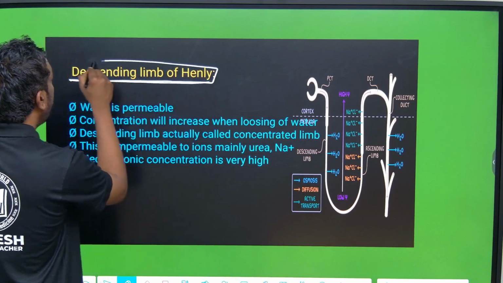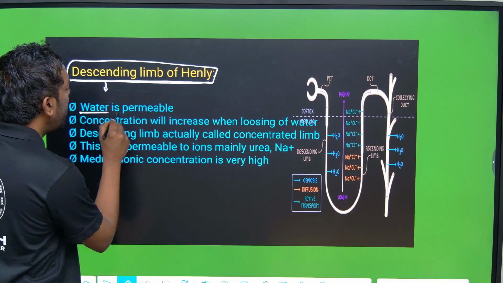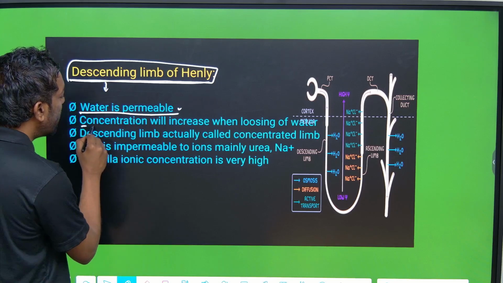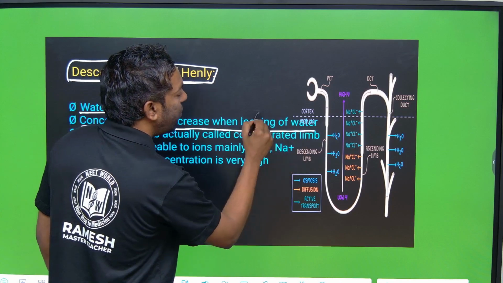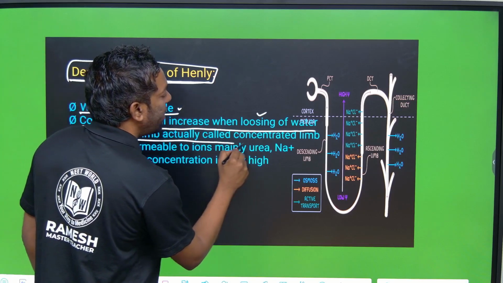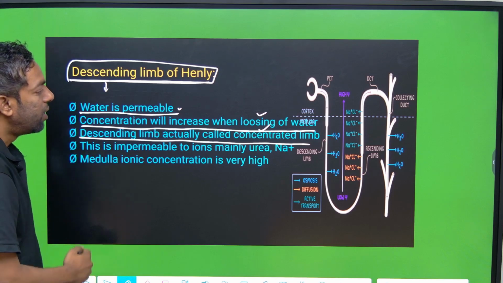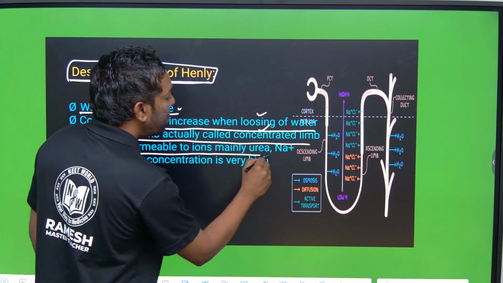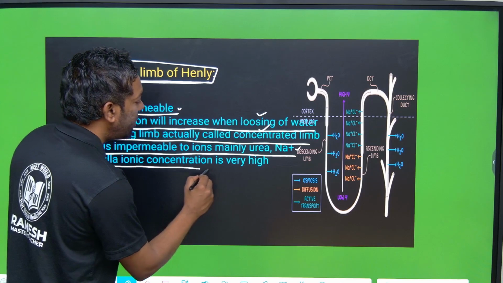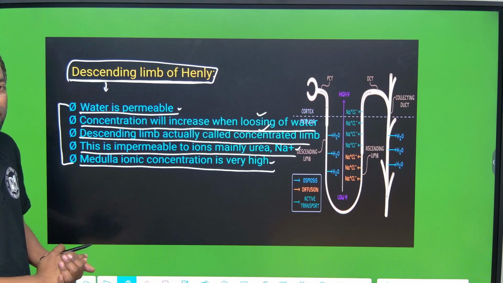What reactions take place in the descending limb of Henle? The water is permeable, and we are going to discuss that. Concentration increases when water is lost. The descending Henle loop is actually called the concentration limb. It is impermeable to ions like sodium, and the medullary ionic concentration is very high. These conditions take place in the descending Henle loop.